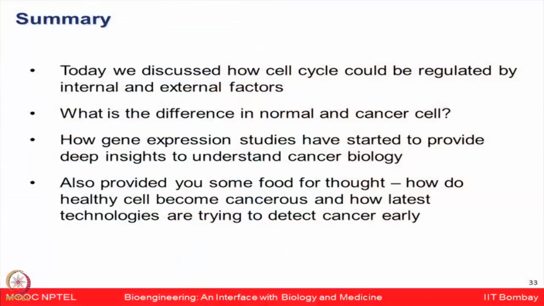I have shown you a couple of food for thought, some challenging questions in the area of cancer biology, and also some of the promising technologies which are coming forward and could be very helpful in translational research in the future.